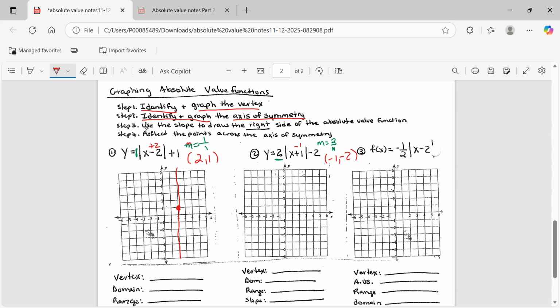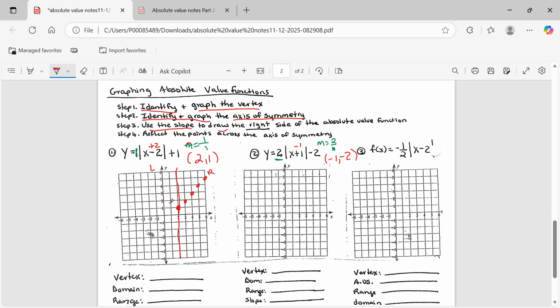Then step 3 says I'm going to use the slope to draw the right side of the absolute value function. Well, my slope is 1 over 1. This is my right, and that is my left. So then I'm going to go up and right, up and right, up and right, up and right. After I've gone up and right, this is a V, that means I need to reflect it.